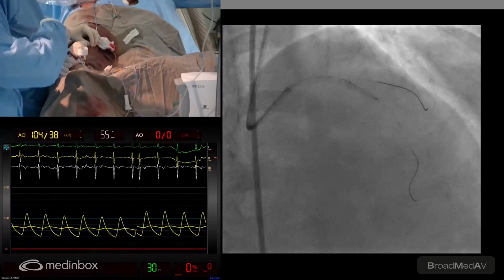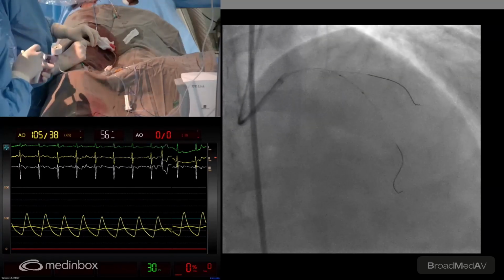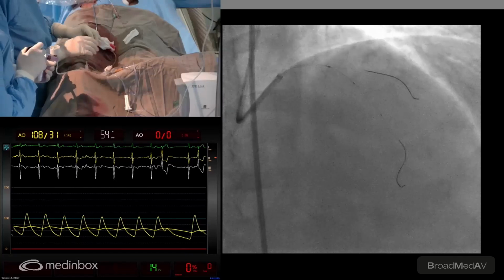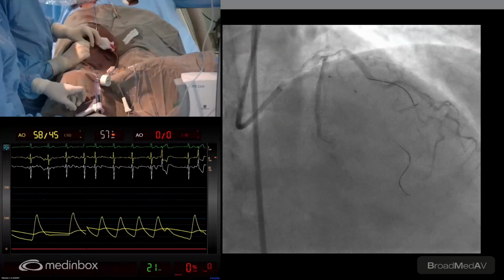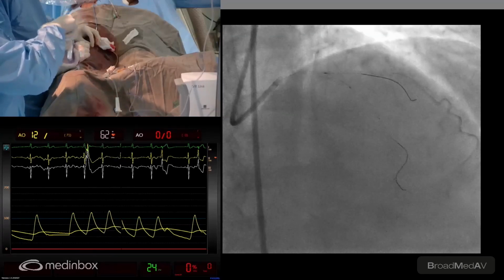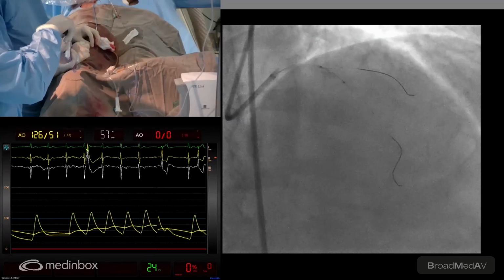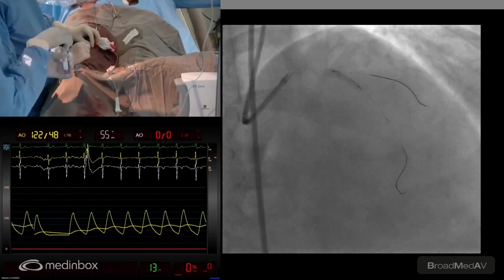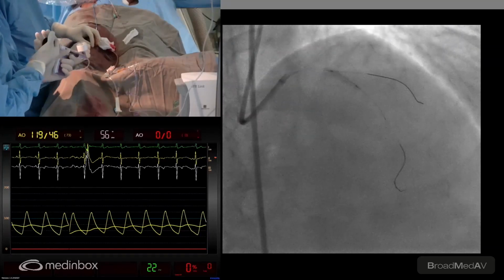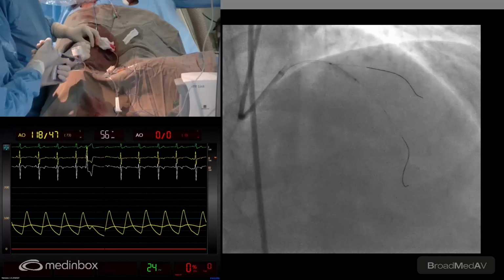Deflate, please. I hope you all can appreciate the calcium, which was the lesion that has come up at about 12 atmospheres. Go up again, please. The length is 15 millimeter, so it's a 15 millimeter balloon. Deflate, please.